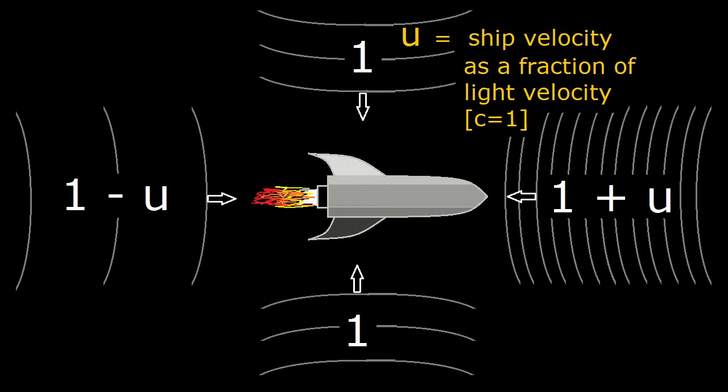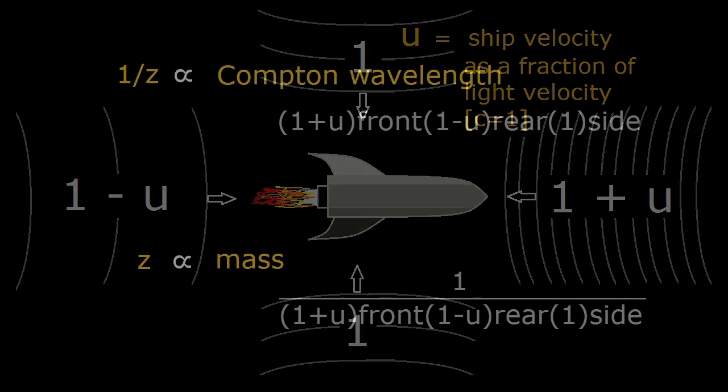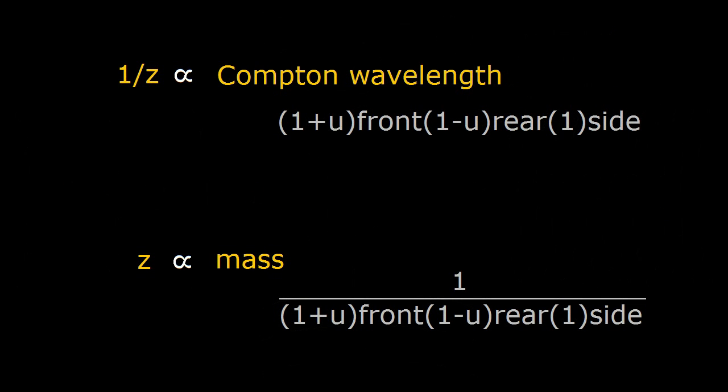Such a change would also occur when n is reapportioned by factors of 1 plus u, 1 minus u, and 1, where u is any velocity less than unit velocity. That is, the particle encounters 1 plus u more fields from the front per unit time, and 1 minus u from the back, while the sides remain constant, similar to driving into raindrops. Then 1 over z is proportional to the Compton wavelength, and z is proportional to the mass of the particle.